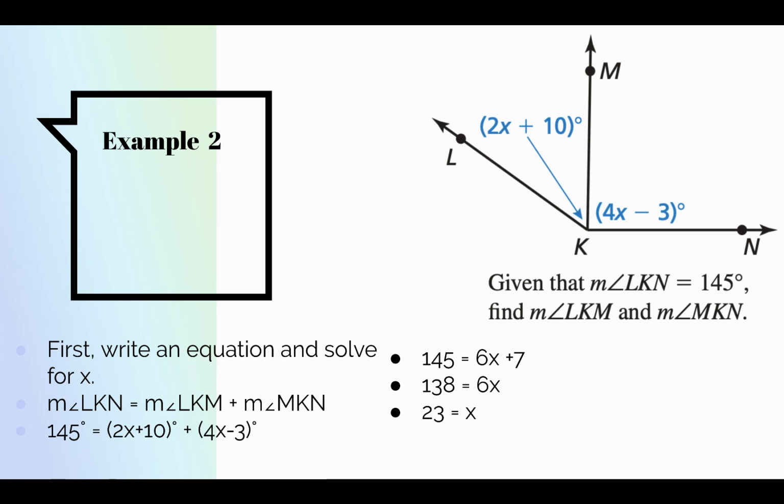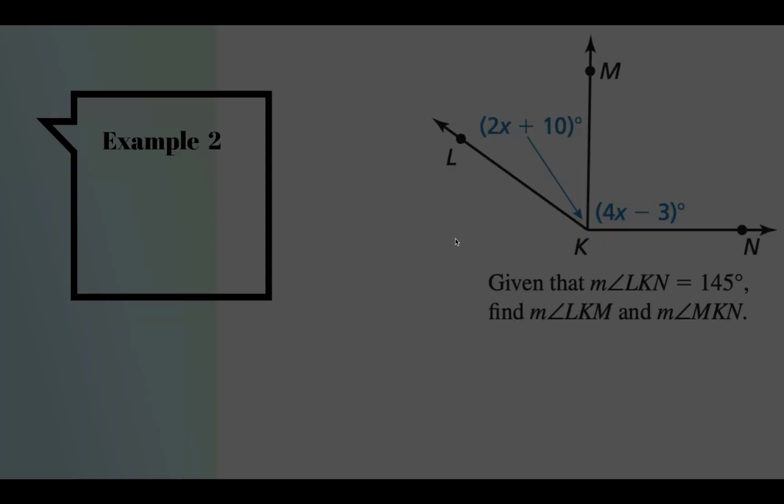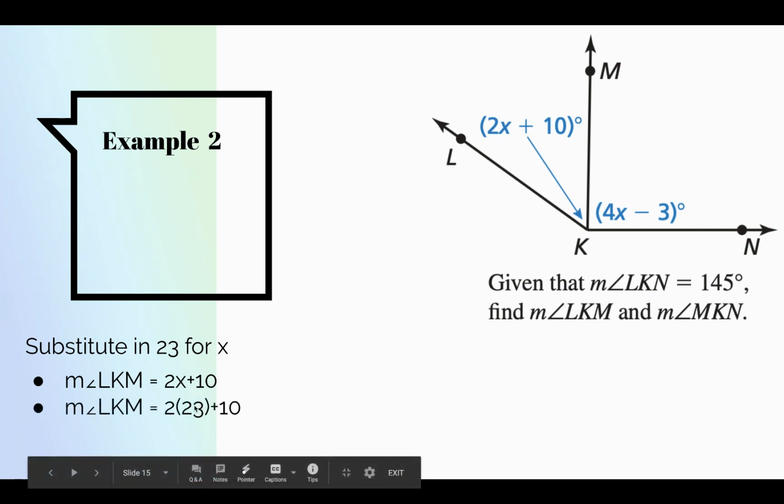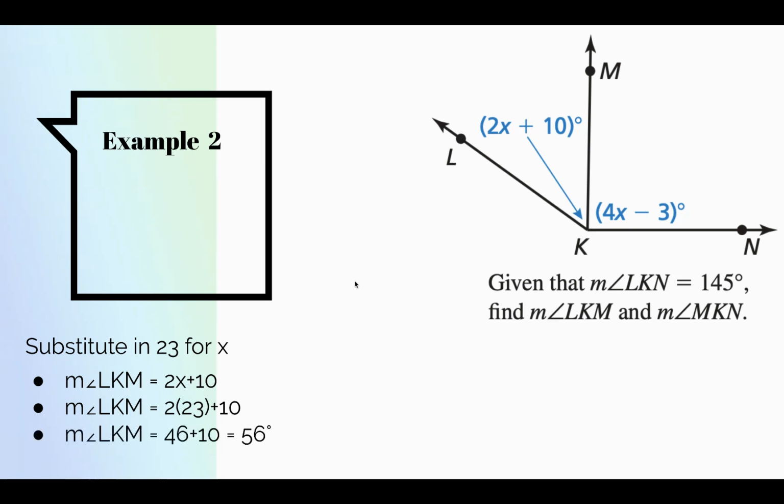Do not do that in geometry. Go back and read the question and see if we've answered the question. We have not answered the question yet, because the question says find the measure of angle LKM and the measure of angle MKN. So now we have a few more steps to go. We found that 23 equals x. So we're going to substitute that into each expression one at a time. We substituted in the 23 for the x. So that's 46 plus 10, which is equal to 56 degrees.